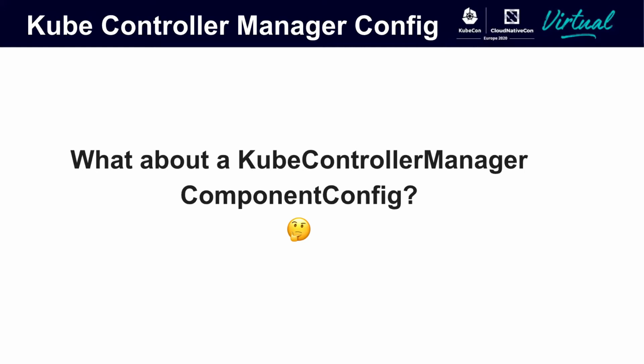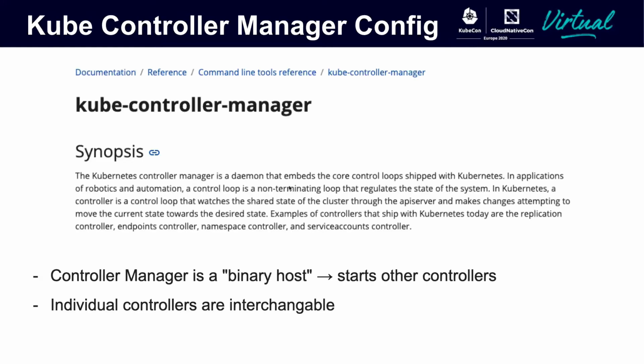And let's do it as we did earlier. So let's start from the beginning. First of all, what's a controller manager? And this is from the official documentation. Basically, the controller manager embeds core control loops shipped with Kubernetes. And a control loop watches the shared state of a cluster through the API server and makes changes attempting to move the current state towards the desired state, right?